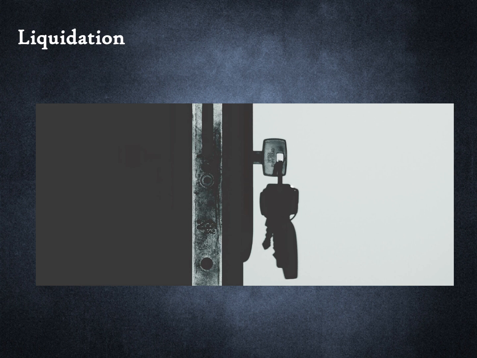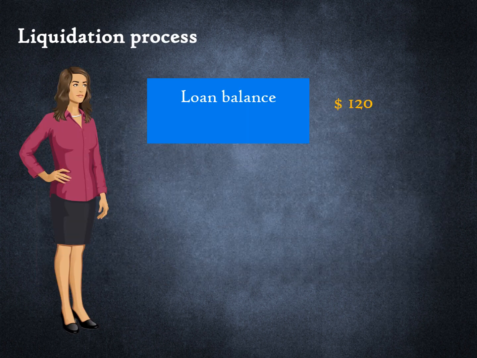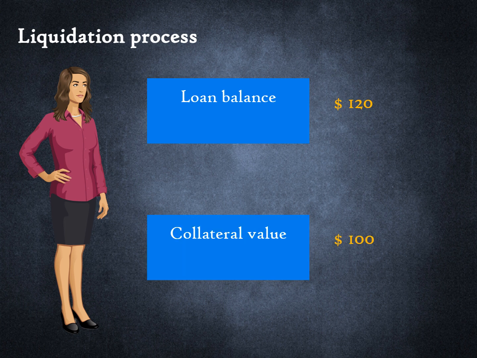In the previous lesson, we developed a conceptual understanding of liquidation. In this lesson, we will delve into details of the liquidation process. Consider Alice, whose loan balance is $120 denominated in USDC. Her collateral value has fallen to $100 denominated in Ether. Alice is underwater. Enter a liquidator, Bob.